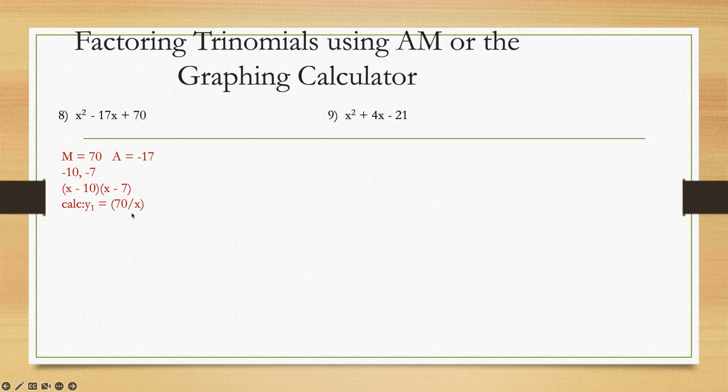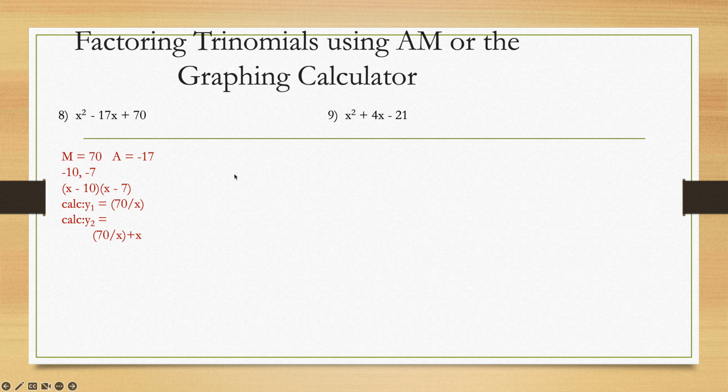Now, if I use the calculator, I always start with the last number divided by x. Then on y2, I put the same exact thing, plus x. Make sure whatever you put in y1 is in parentheses, or this will fail. And then I look in the last column for a negative 17, and then I look back at the 2 previous rows, I will see negative 10 and negative 7.